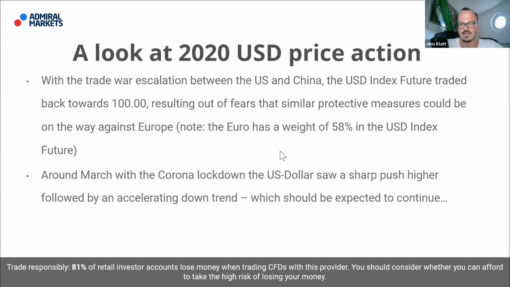And to make things quite straightforward and already give you an idea, I also expect negatively correlated assets like gold, silver, but also Bitcoin to continue to appreciate against the US dollar. If you ask me, hey Jens, what do you prefer, gold or Bitcoin?